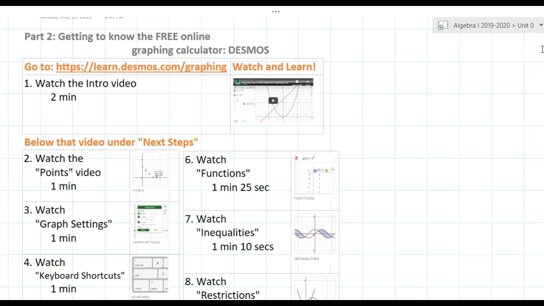Today we're going to go over parts 2 and 3 of your summer assignment. In part 1, we went over the basic commands of the TI-84 Plus graphing calculator. In part 2, we are going to get to know the free online graphing calculator called Desmos. We're going to start by clicking this link.